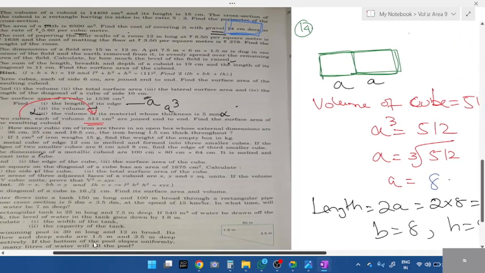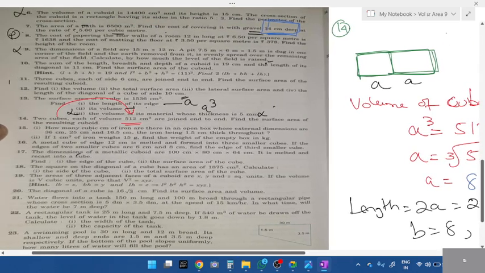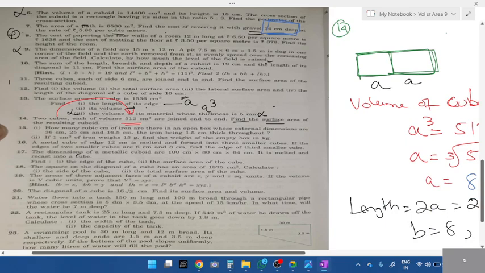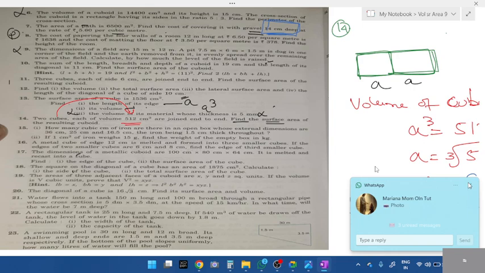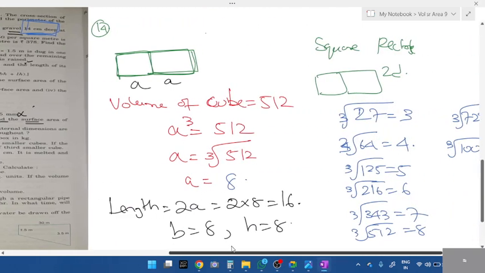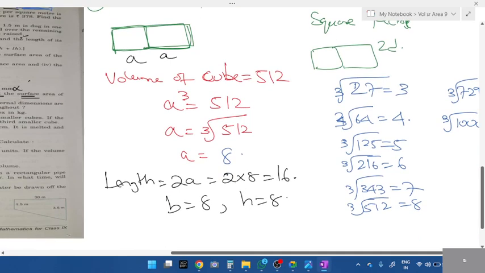What have they asked us to find, students? 14th question. What do we need to find? All of you will respond. 14th one. Find. Why is nobody responding? What is asked here? The surface means total surface area. What is the total surface area of the cuboid? What's the formula for the total surface area of a cuboid?